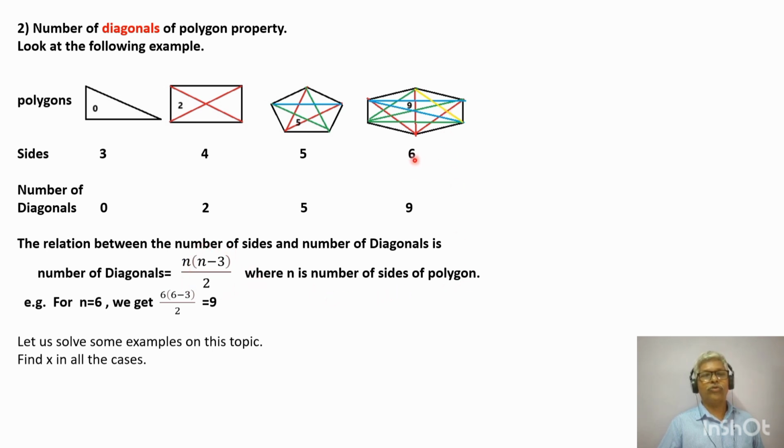And we'll try to solve this. We're trying to get the number of diagonals of this six-sided figure. 6 into (6 minus 3) divided by 2. If you try this, this is 3, this is divided by 2, 3 into 3 is 9. So this is the relation. Try to remember it. If you are asked to find out the number of diagonals, you can use this. So after this, let us solve some examples on this topic and find x in all the cases. Okay. So we move ahead.